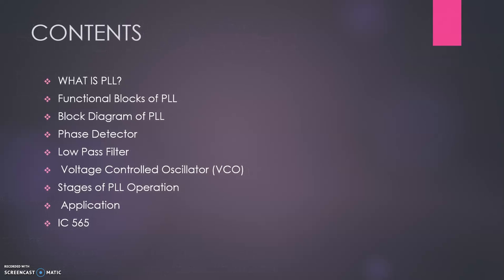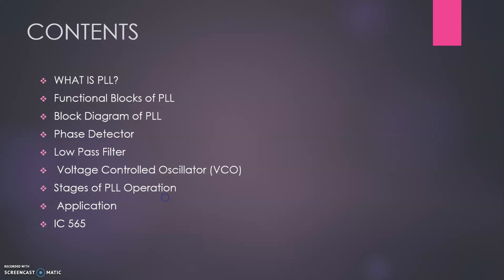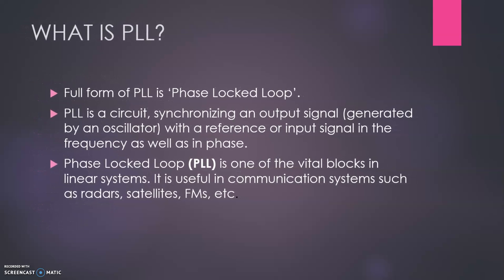So these are the contents that we are going to see in brief in this presentation. What is PLL? The PLL is nothing but phase lock loop. A phase lock loop is a control system that generates an output signal whose phase is related to the phase of an input signal. There are several different types. The simplest is an electronic circuit consisting of a variable frequency oscillator and a phase detector in a feedback loop. A phase lock loop is one of the vital blocks in linear systems. It is used in various fields such as communication systems, for example in radar, satellites, FMs, etc.